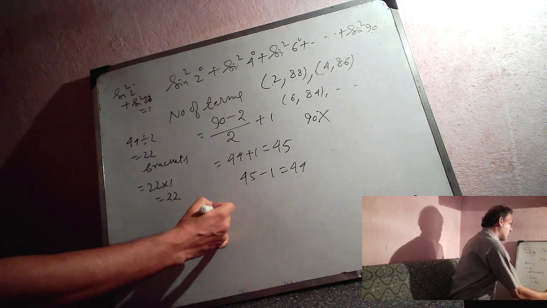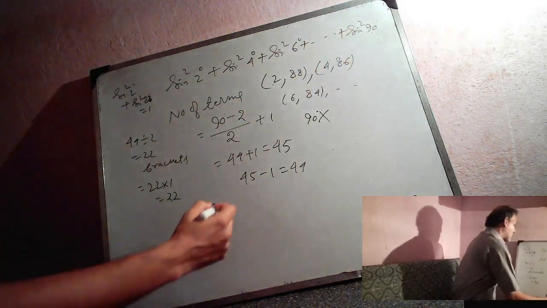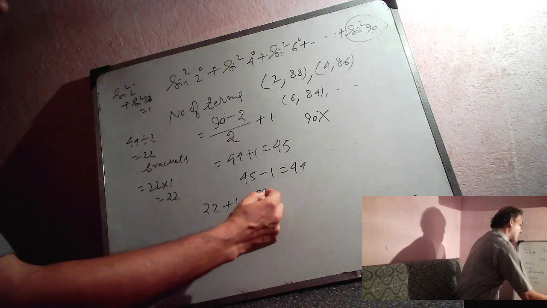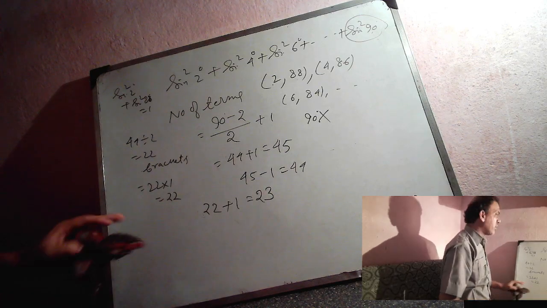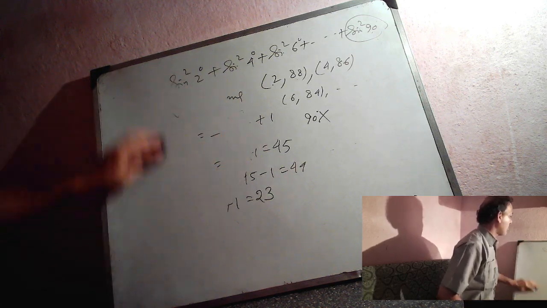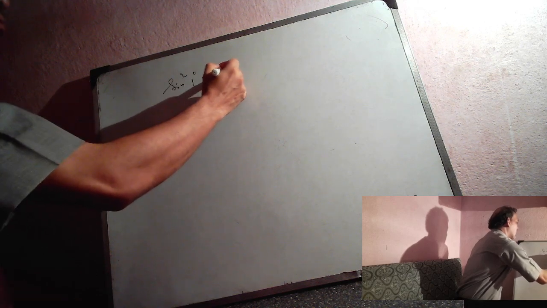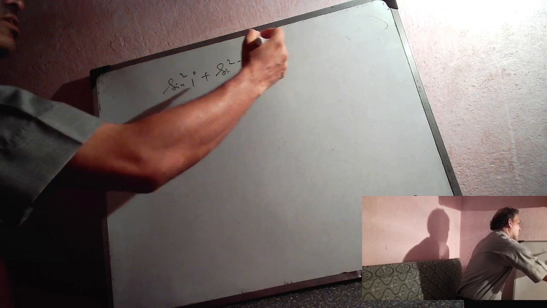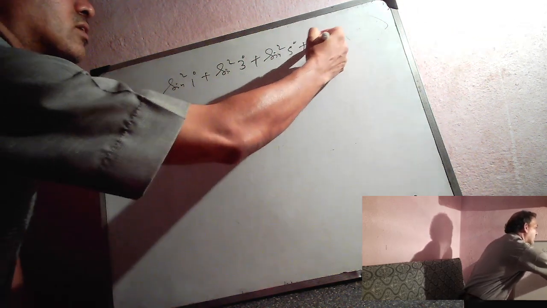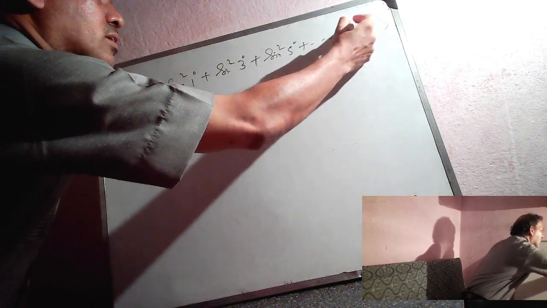Now we have to add sin square 90. The value of sin square 90 is 1. So 22 plus 1 equal to 23. So our answer will be 23. One more of this type. Sin square 1 degree plus sin square 3 degree plus sin square 5 degree up to sin square 89 degree.